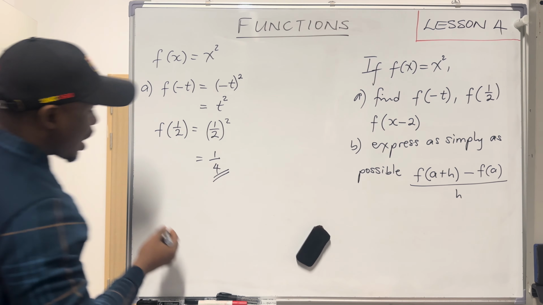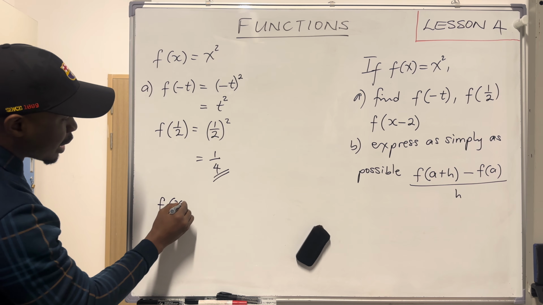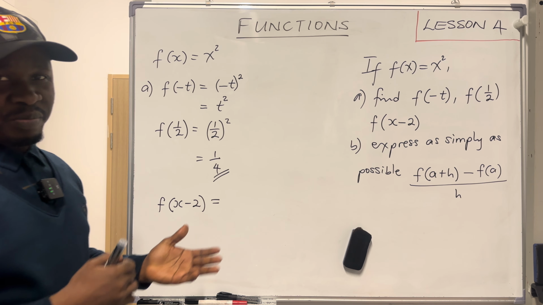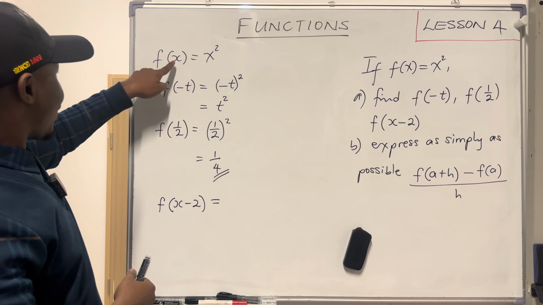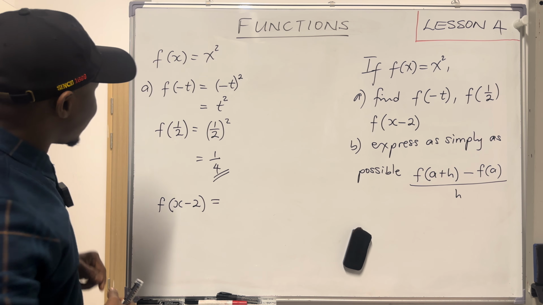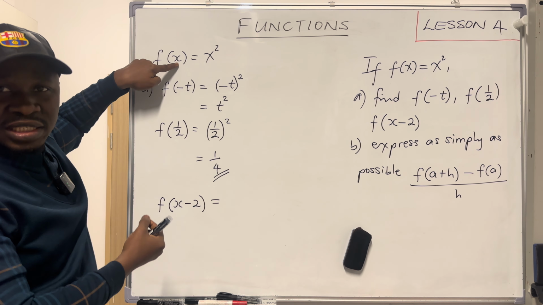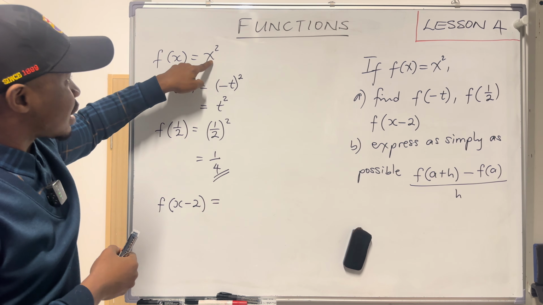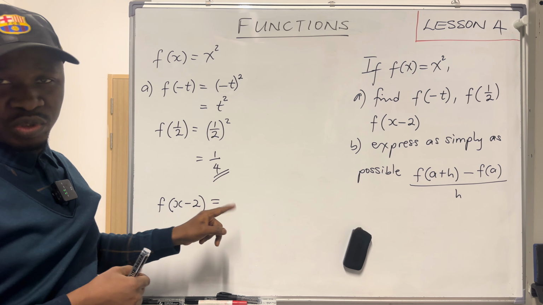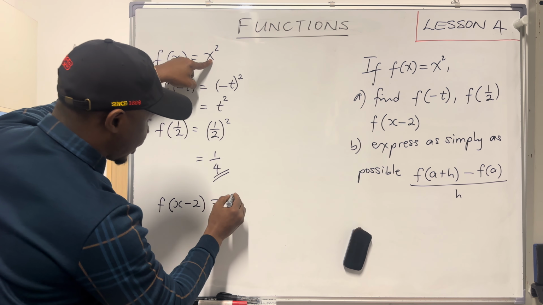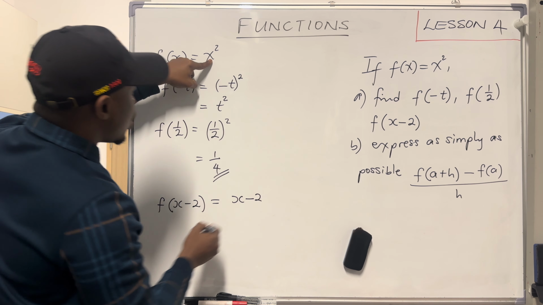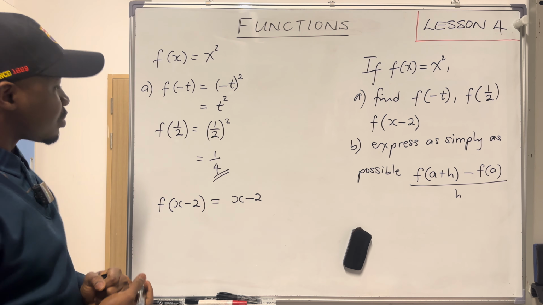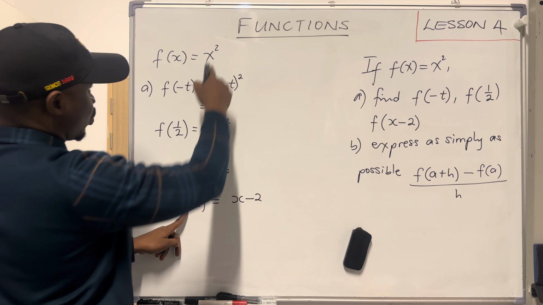Now the next one is f of x minus 2. You don't need to be panicked here. f of x is x squared. Now this x is now to be replaced with what? x minus 2. So wherever we see x, what do we write? x minus 2. So for this x, we say x minus 2. Don't be surprised, x is part of what is to replace x. Now this x is x minus 2, but there is a square.